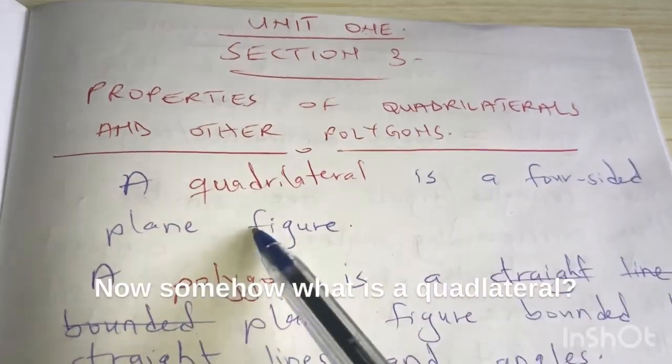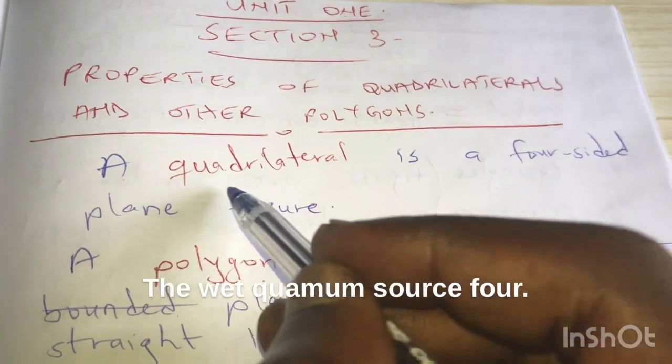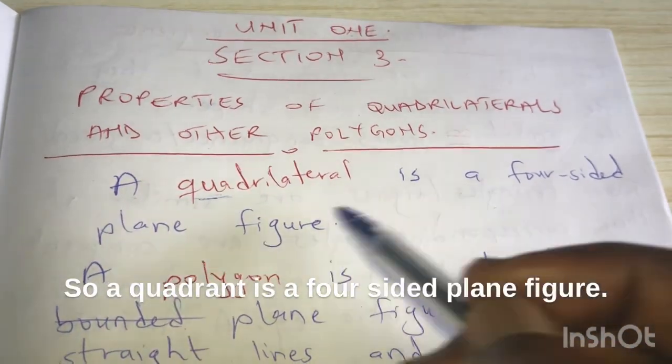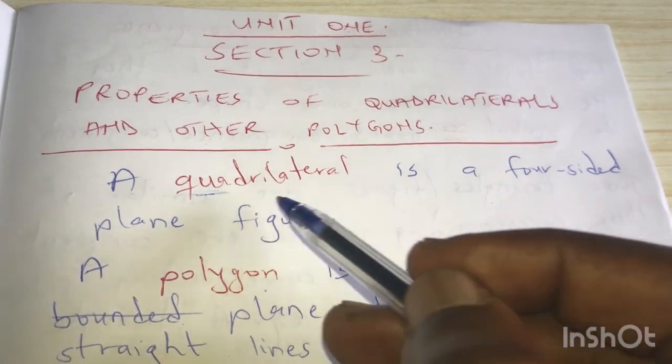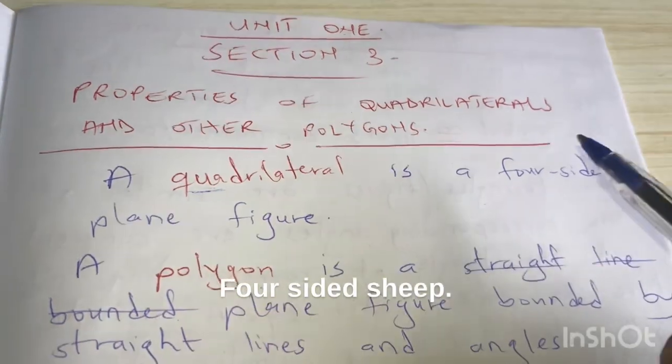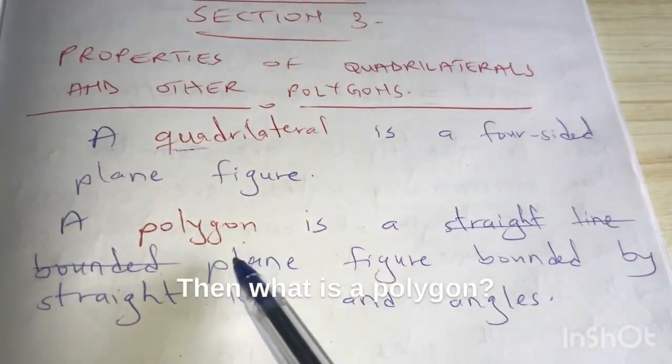Now, someone asked, what is a quadrilateral? The word quad means what? Four. So a quadrilateral is a four-sided plane figure. Okay, a four-sided shape. Then what is a polygon?